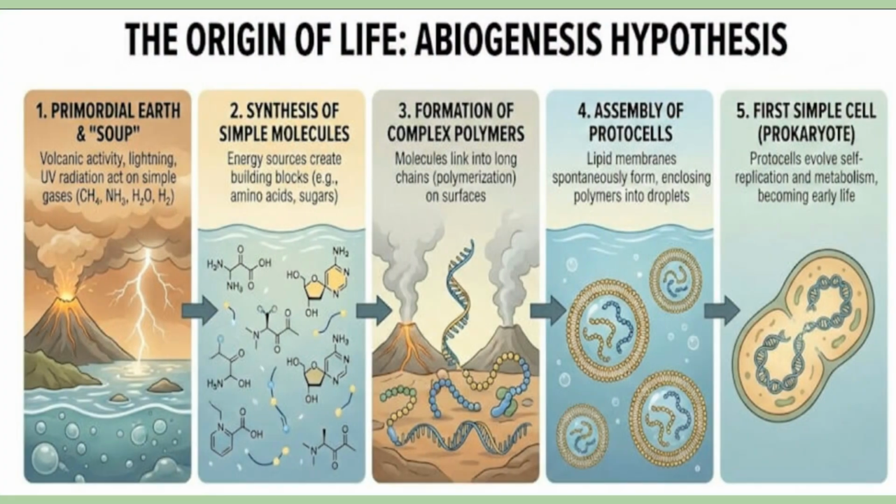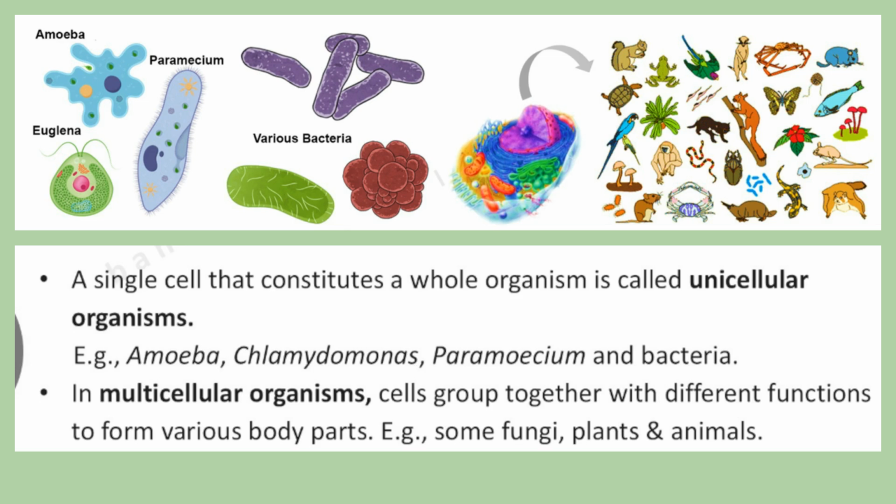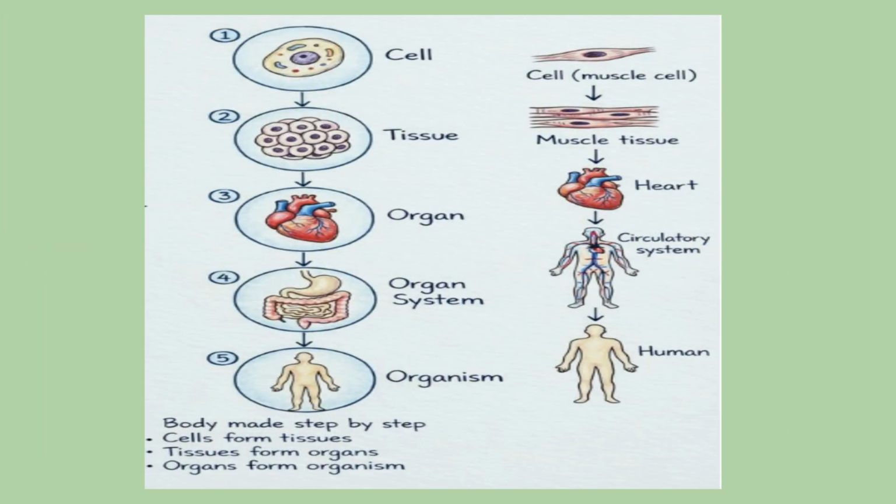The abiogenesis hypothesis outlines the steps, from the primordial earth and soup to the synthesis of simple molecules, formation of complex polymers, assembly of protocells, and finally, the first simple cell or prokaryote. Organisms can be unicellular, composed of a single cell like amoeba or bacteria, or multicellular, where cells group together with different functions to form various body parts, as seen in plants and animals. Life organizes from the basic cell level into tissues, then organs, which form organ systems, and ultimately, an entire organism.